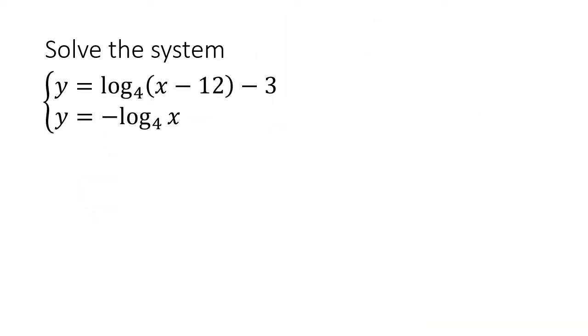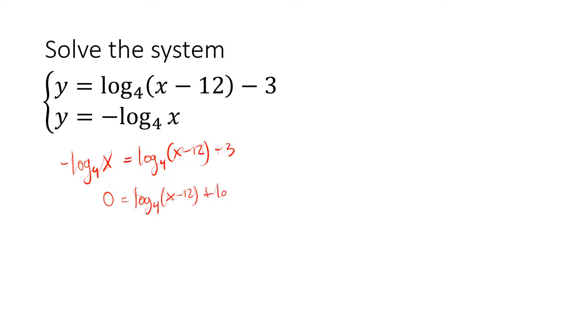Oh, here's an interesting one here. This was using logarithms, and y equals both of these things. So again, substitution looks like the way to go here. If we put negative log base 4 of x equals log base 4 of x minus 12 minus 3. Now if we just move everything to one side, we'd have 0 is equal to log base 4 of x minus 12 plus log base 4 of x, and then minus 3.